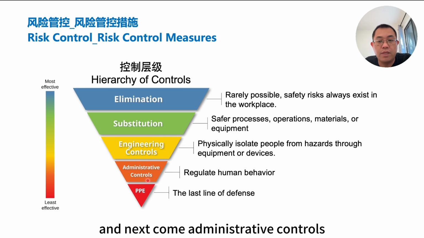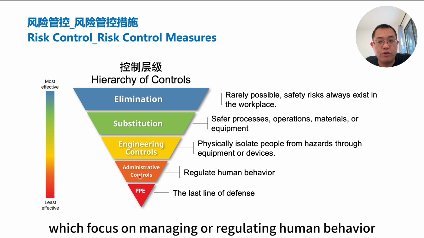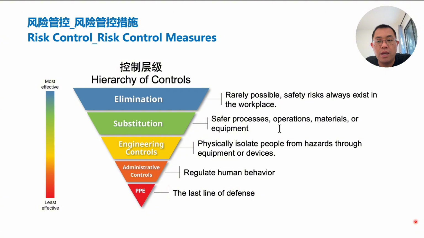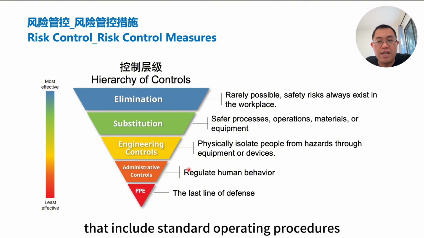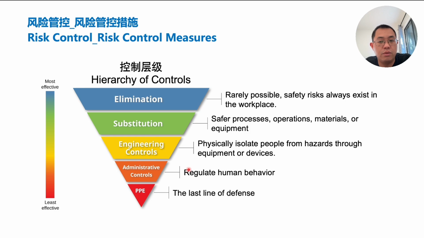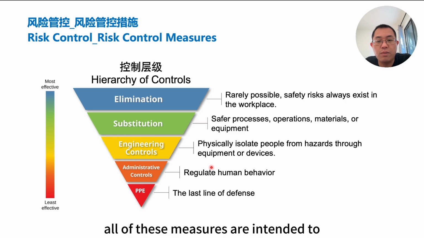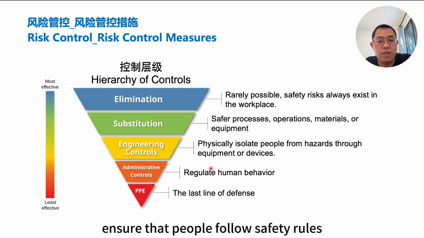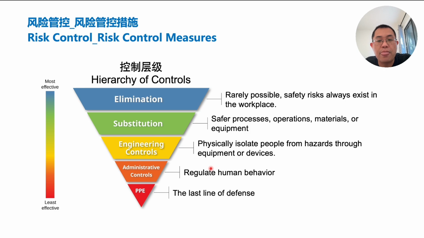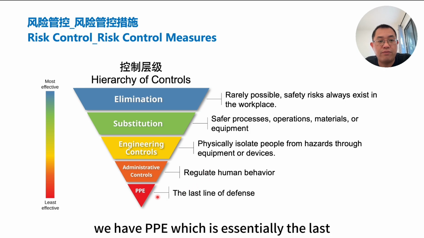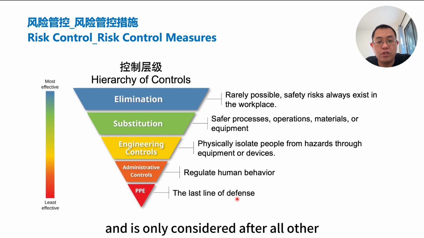And next come administrative controls, which focus on managing or regulating human behavior. That includes standard operating procedures, employee training, and safety signage. All of these measures are intended to ensure that people follow safety rules. And finally, we have PPE, which is essentially the last line of defense to protect employees, and is only considered after all other measures have been implemented.